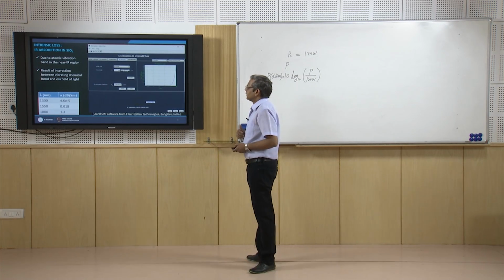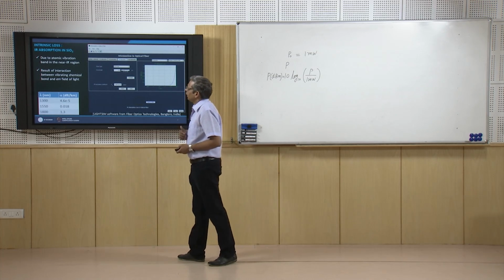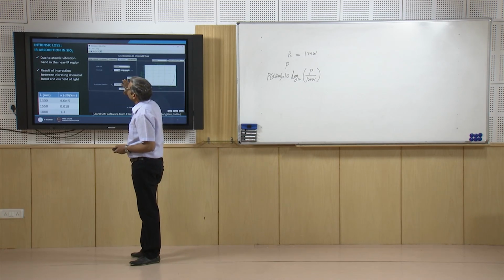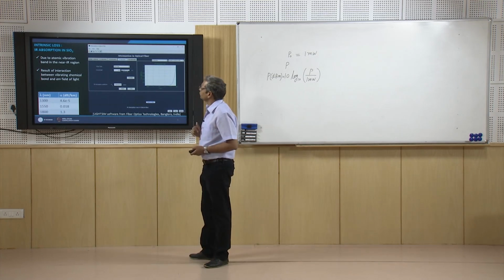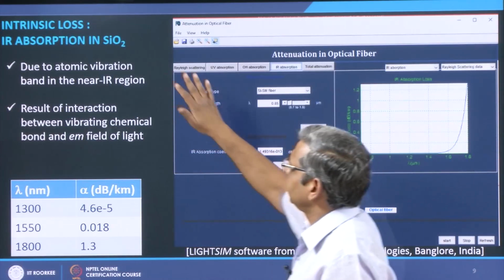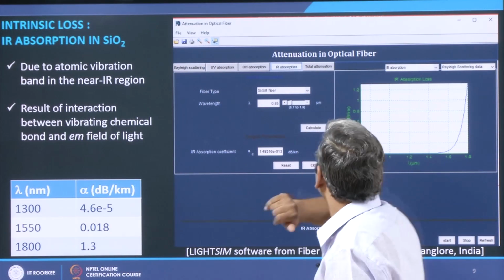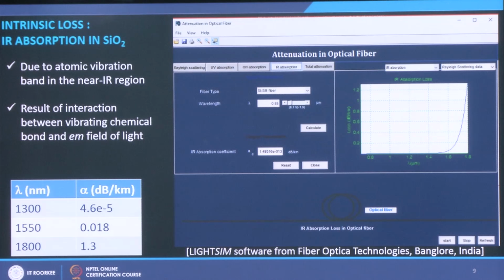So let us first look at intrinsic loss. It is IR absorption in SiO2. What I can see is that as I go towards the longer wavelength side, the IR absorption in silica glass increases. It has a peak beyond 2 micron. So, it is the tail of that peak which comes into this wavelength window.